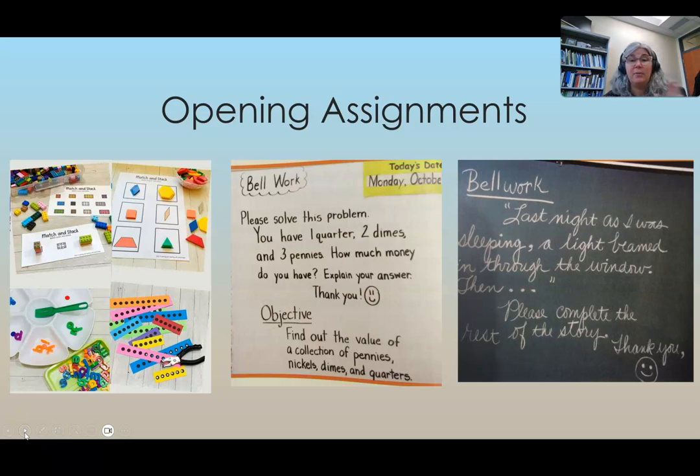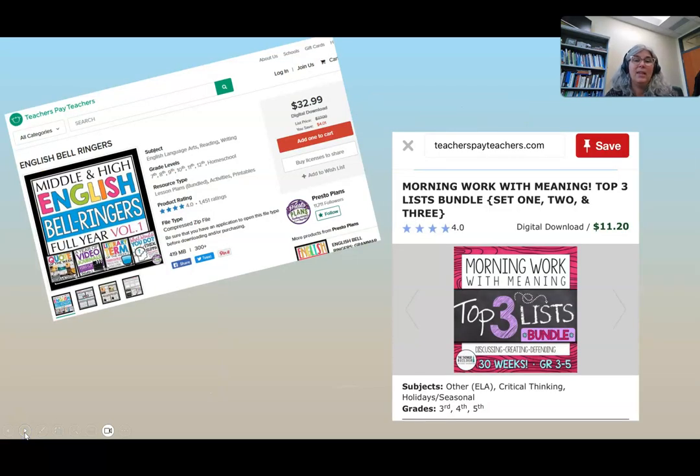Here's some examples from elementary, middle, high school. And so you can see it could simply be some activities on their desk. It could be a writing prompt. It could be a math assignment. And remember, you don't always have to recreate the wheel. Teachers Pay Teachers, you can find some fabulous bell ringer activities, morning work, and so on.